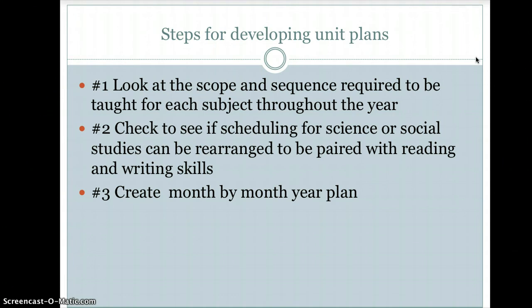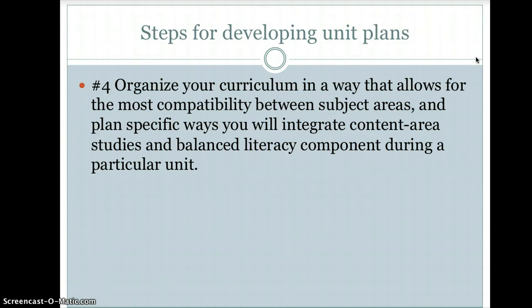First, Celic said she looked at the scope and sequence required to be taught for each subject throughout the year. Step 2, she checked to see if scheduling for the science or the social studies could be rearranged so they could be paired with reading and writing skills. And then she created a month-by-month year plan. Step 4 was to organize your curriculum in a way that allows for the most compatibility between the subject areas and plan specific ways a teacher would integrate the content area studies with balanced literacy components during a particular unit.